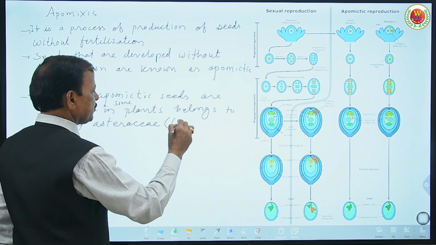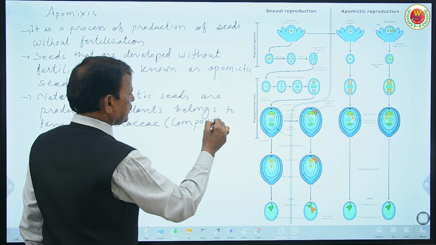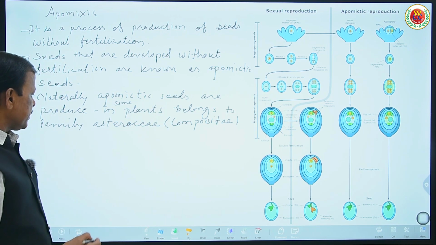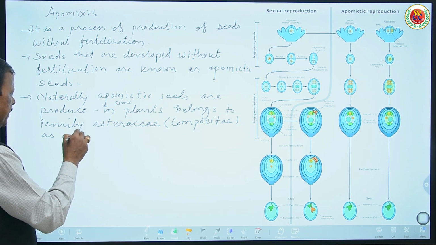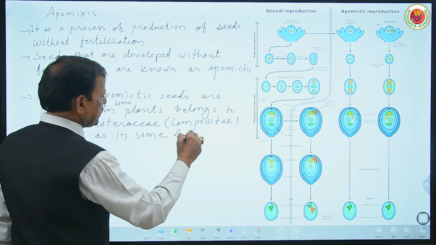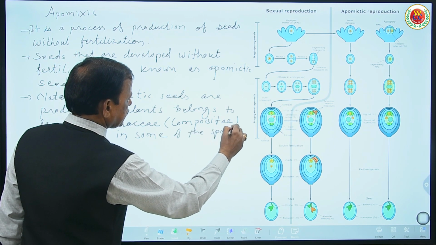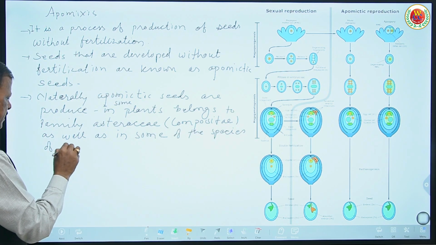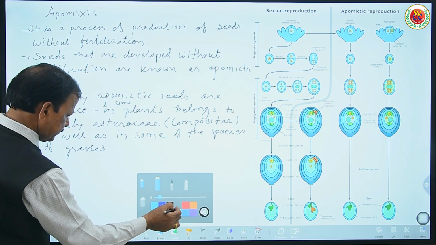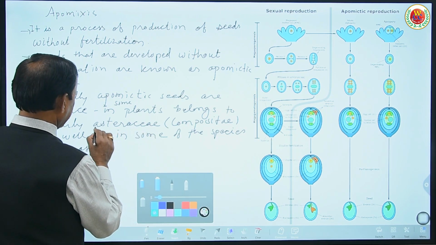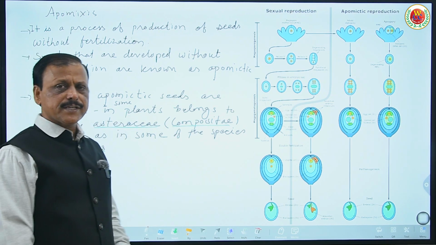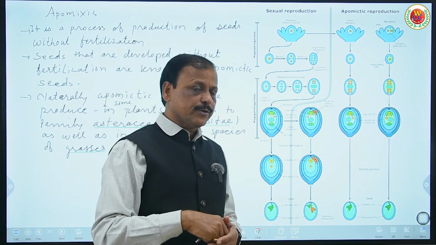This Asteraceae is also known as Compositae, because the question can be asked in either way, by having the name Asteraceae or Compositae, as well as in some of the species of grasses. So please remember these two: Asteraceae and some of the species of grasses, where these apomictic seeds are naturally developed.